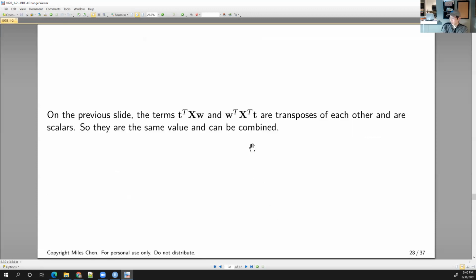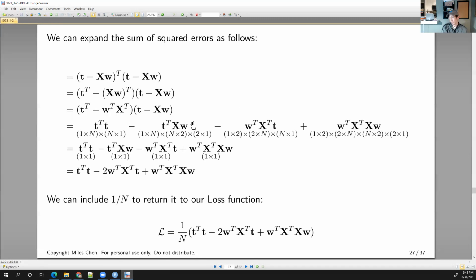Okay, and then these terms, T transpose XW and W transpose X transpose T, these are transposes of each other, right? So if I take the transpose of this, we would flip the order of the multiplication and add transpose terms to these things. And a transpose of a transpose is the original value. And because they are also scalar values, they're one by one things. So a one by one transpose is still a one by one. So they're the exact same value. We can combine them. So that's why I was able to combine these two things into that.